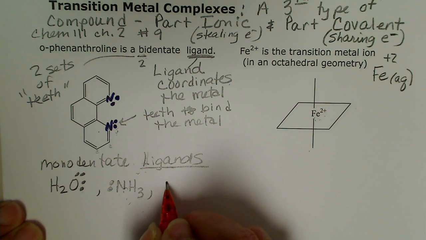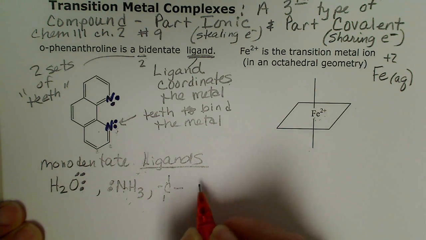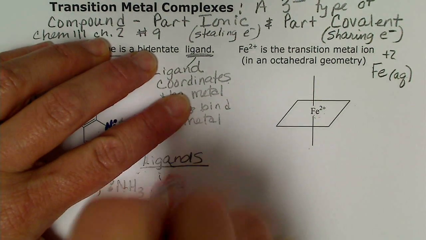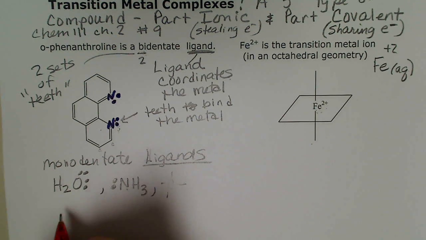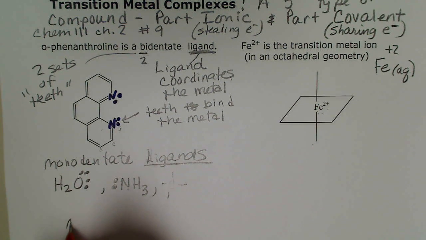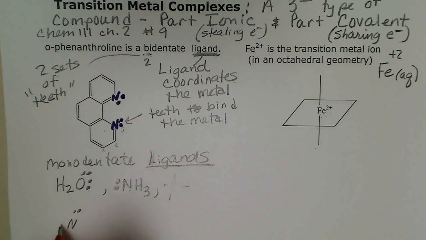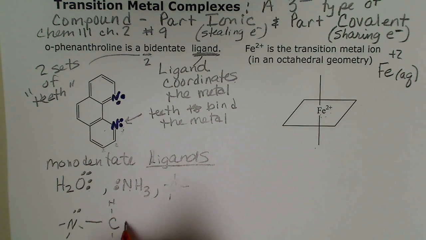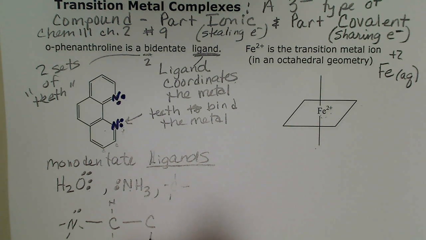Ethylene diamine is carbon with hydrogens around it. Oops, I drew that the wrong way. The amine group was on the end. We could have a nitrogen, I'm going to put the H's here, bonded directly to a carbon and another carbon.